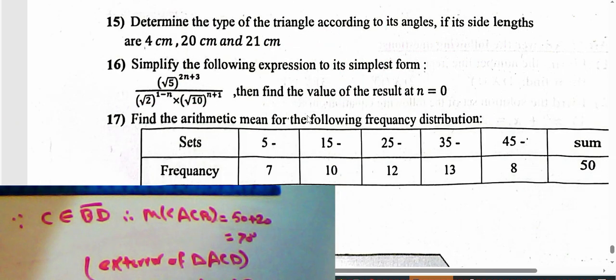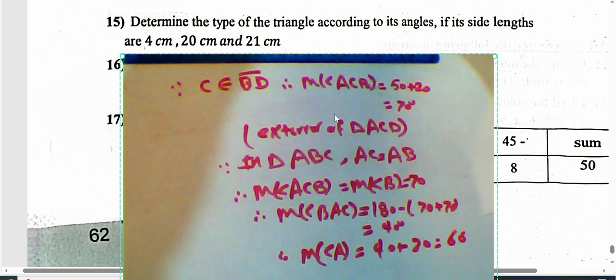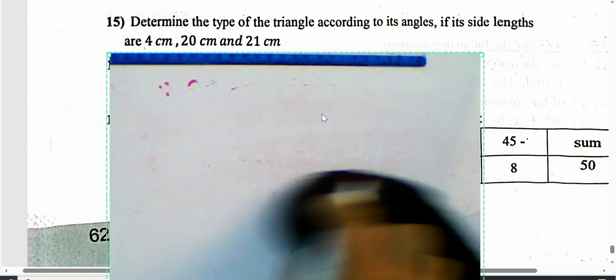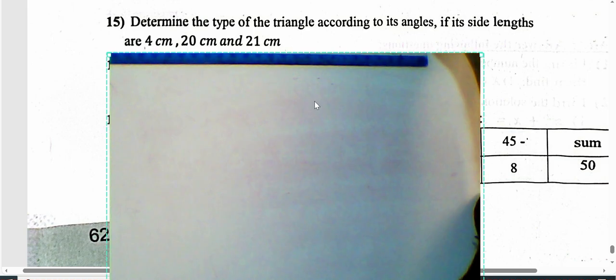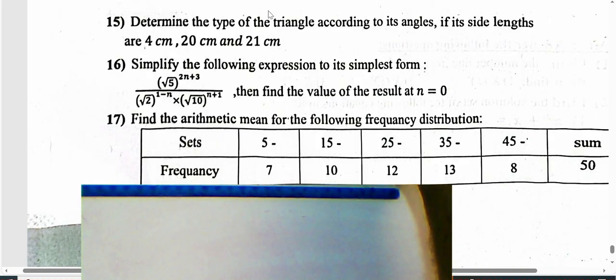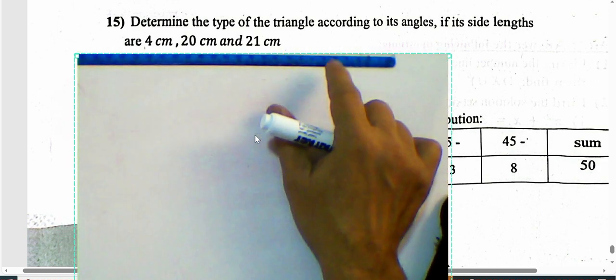Next question, determine the type of this triangle. To determine this triangle, the side lengths: first 24, not 24, okay? Look at the sides here in Arabic numerals. The first side 21, 20 and 4. Okay, 21. We have 21. Yes, 21 here. So it's the correct answer, correct question.